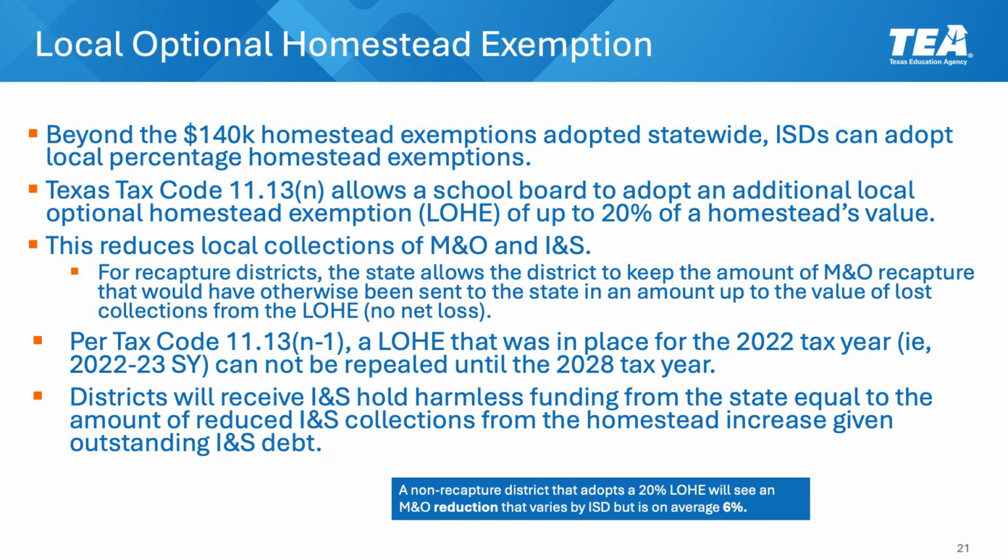Beyond the $140,000 homestead exemption that's adopted statewide, districts can adopt a local percentage homestead exemption as well. The key factor is that if a district does adopt a local homestead option, they will see a reduction in their funding by approximately 6% on average. However, if you're a recapture district, the state allows the district to keep the amount of M&O recapture that would have otherwise been sent to the state, in an amount equal to the value lost from those collections. So no net loss.